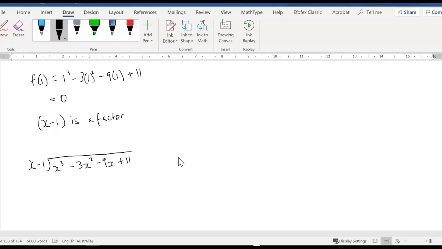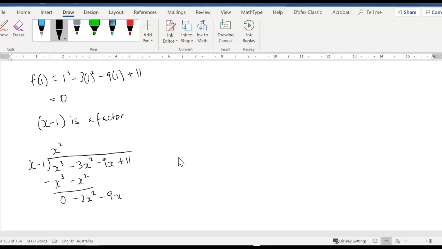So what you do is, how many times does x go into x cubed? x cubed divided by x is x squared. And then x squared times x gives you x cubed. Then x squared times negative 1 is negative x squared. So it's a lot of long division. x cubed minus x cubed is 0, so you do want them equaling 0. If they don't, you've made a mistake. And then negative 3x squared minus negative x squared gives you negative 2x squared. And then we drag the negative 9x down.